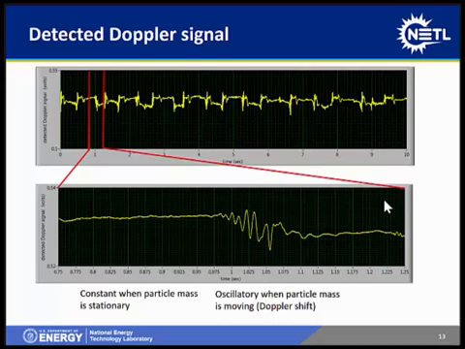If we blow up this region over here, we can see something like this, and you can see some sinusoidal dependence over here. That corresponds to the frequency shift that is associated with the Doppler signal. So we see near constant signal when the particle mass is stationary, and we see oscillatory behavior when the particles are moving.